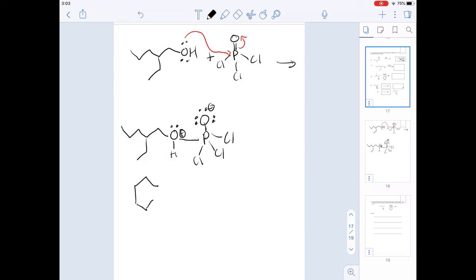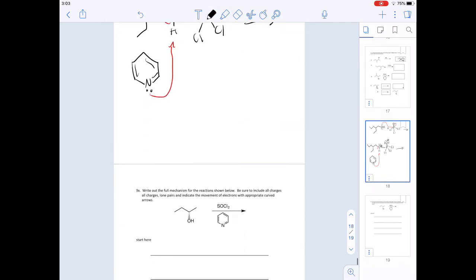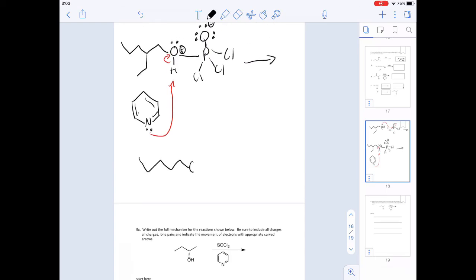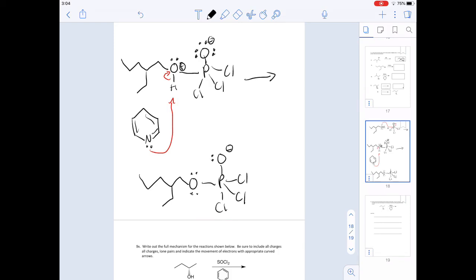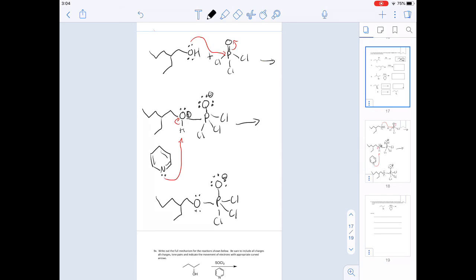Pyridine, because I didn't draw this in the box, but POCl3 is always over pyridine. Sometimes he doesn't include it because it's implied. So it's going to pull off the H. These electrons are going to go back into the O, and that is going to give you P, Cl, Cl, Cl. Okay, so I'm going to zoom out, and then I'm going to erase.